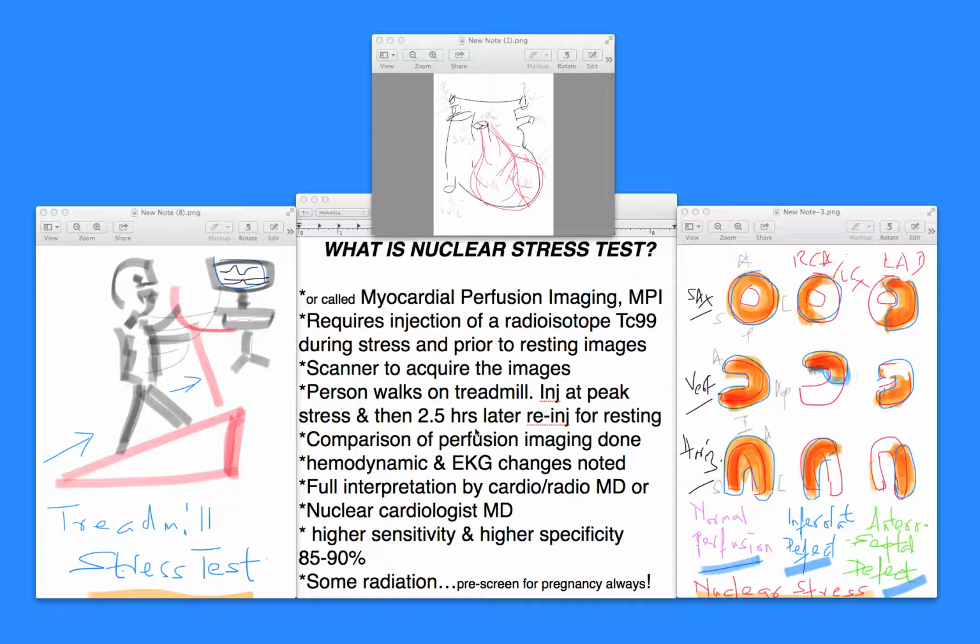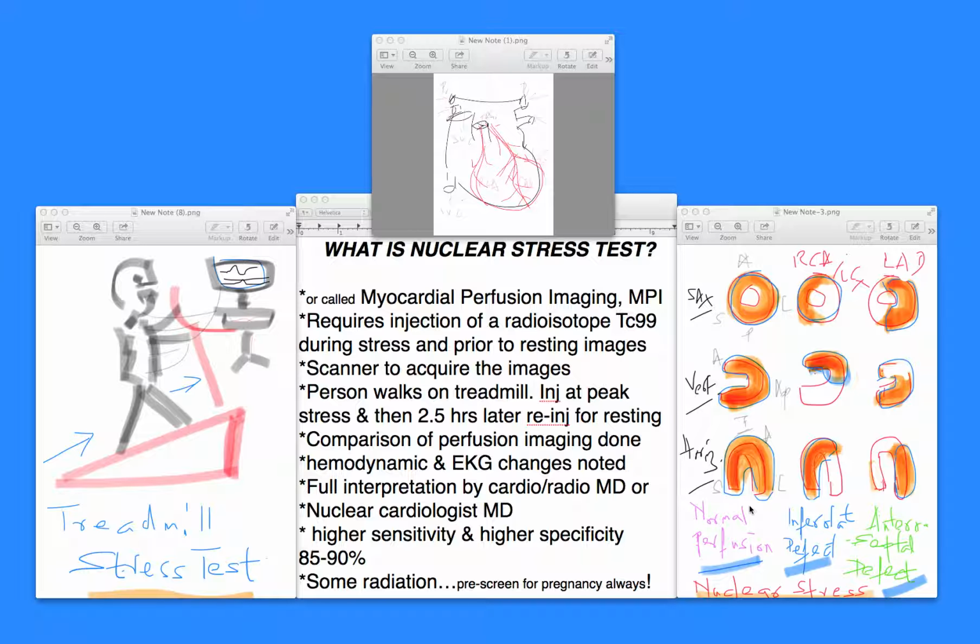And then a re-injection is performed about 2.5 hours later for the purpose of resting images. Now, the resting images are performed without obviously any stress involved. The patient goes under the camera directly and the images are recorded. So you look at the stress images and the resting images together and then say whether there's a reversible defect versus an irreversible defect.